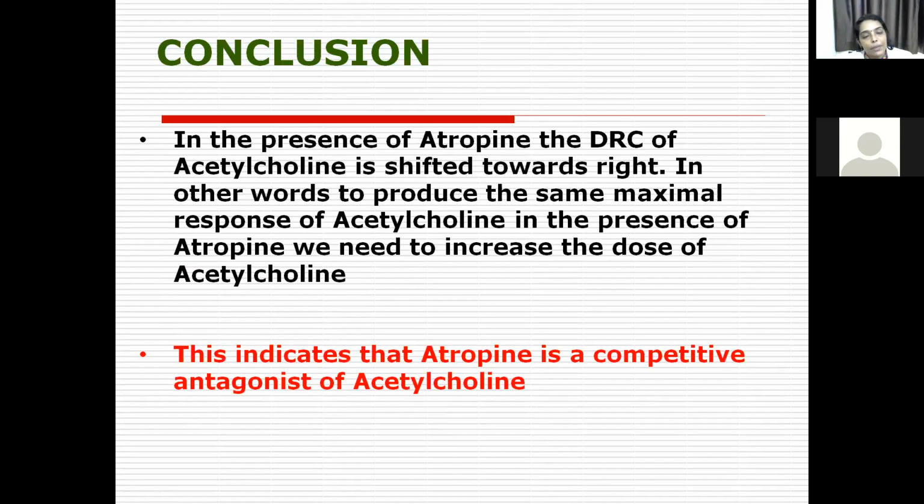The next class will be your conclusion. So what is the conclusion? In the presence of atropine, the DRC of acetylcholine is shifted towards the right. In other words, to produce the same maximal response of acetylcholine in the presence of atropine, we need to increase the dose of acetylcholine. So this indicates that atropine is a competitive antagonist of acetylcholine.